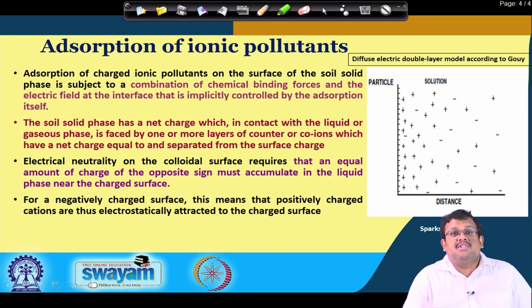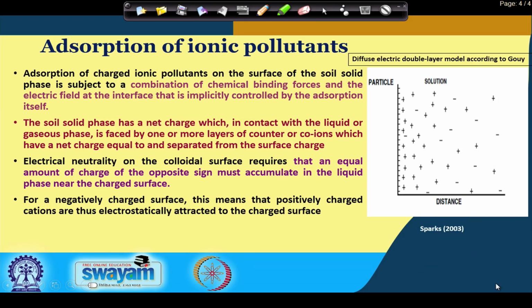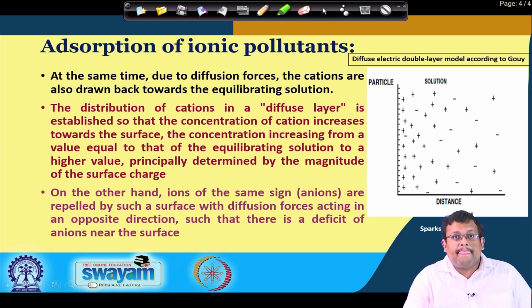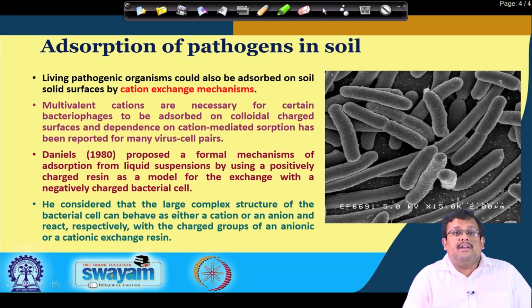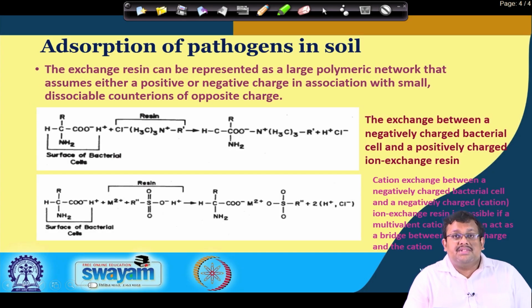We covered the adsorption of ionic pollutants. In defining the adsorption of ionic pollutants, we discussed the diffuse double layer, which we have already covered previously. Then based on that, we also discussed the negative adsorption and also adsorption of pathogen in the soil.